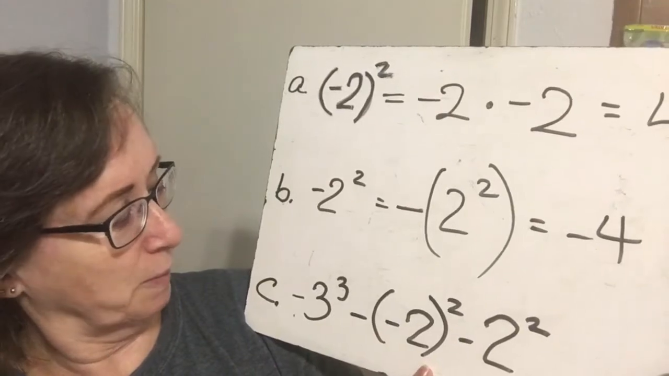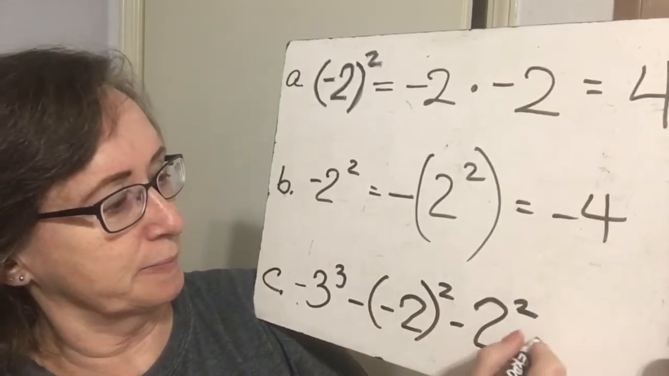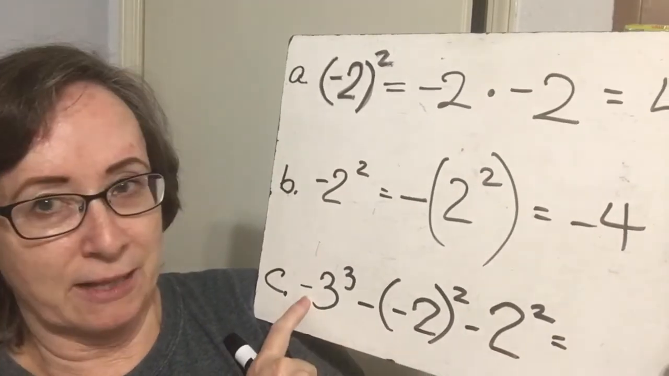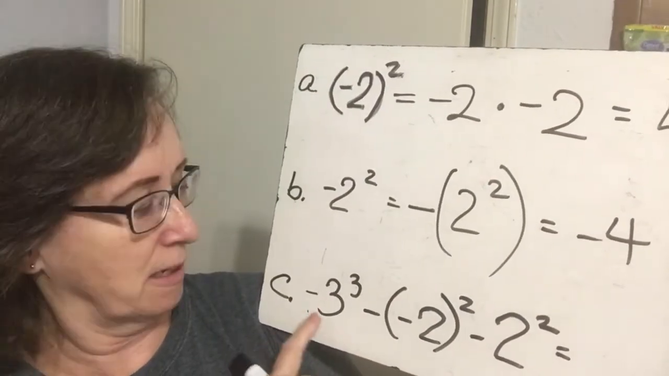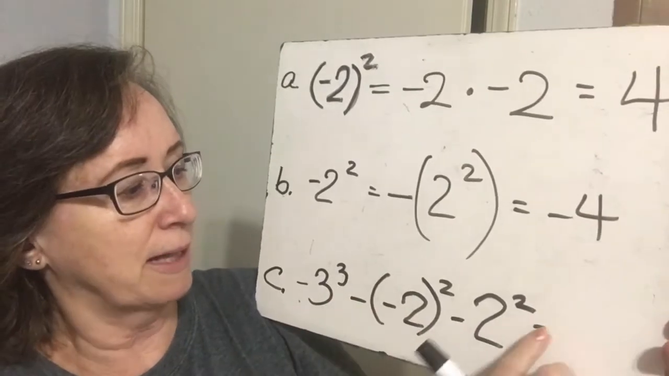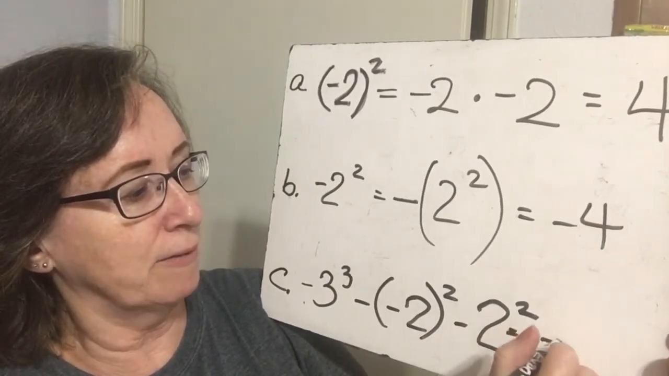And this one is a little bit bigger, so we're going to pick it apart. So we have 3 cubed is 27. This negative is the opposite of 27. So that's going to be a negative 27.